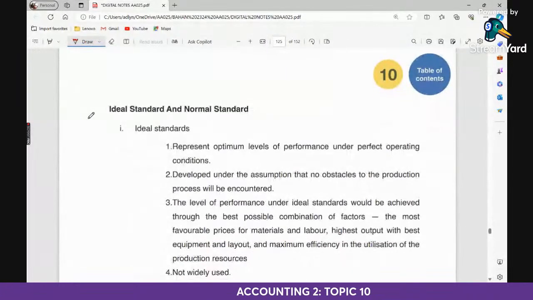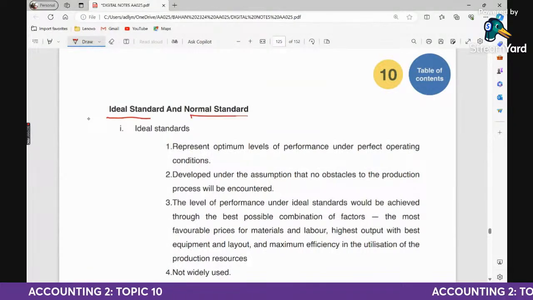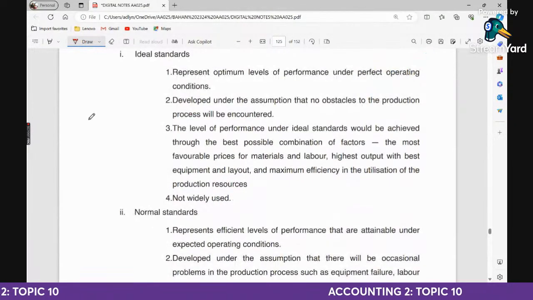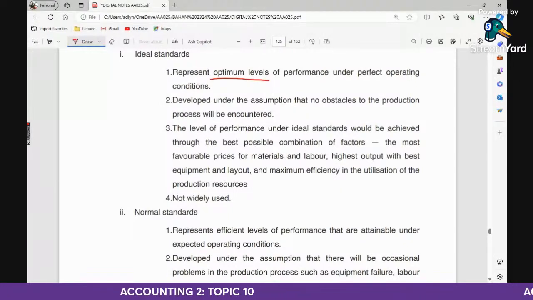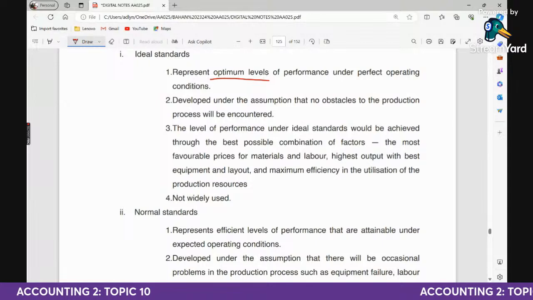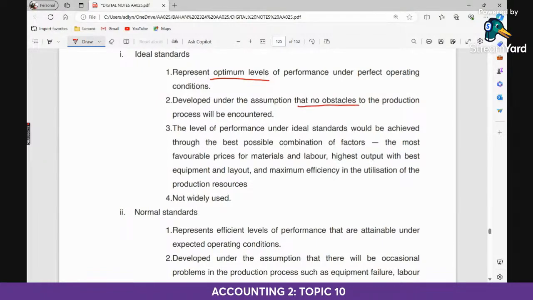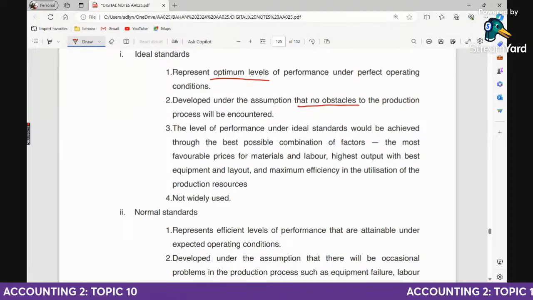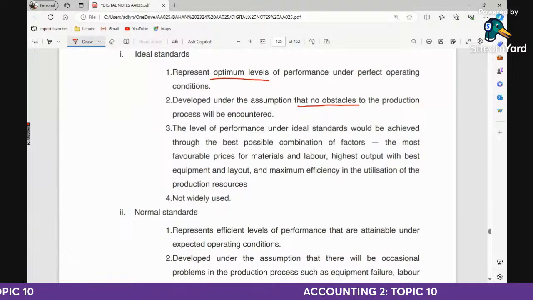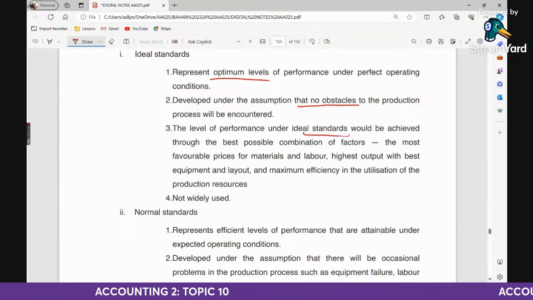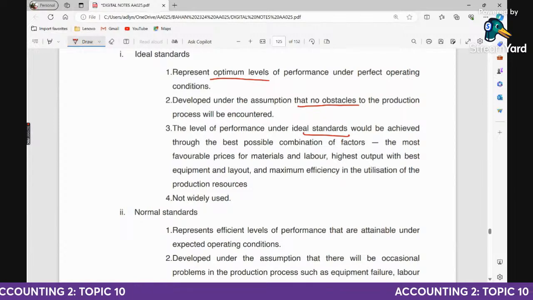So dalam costing kita ada ideal standard and kita ada normal standard. Ideal standard ni dia represent optimum level of production under perfect operating conditions. So developed under the assumption there is no obstacle, maknanya dia berjalan dengan lancar, tidak ada sebarang halangan yang dijumpai ataupun berlaku semasa production sedang dijalankan. The level of performance under ideal standards would be achieved through the best possible combination of factors.